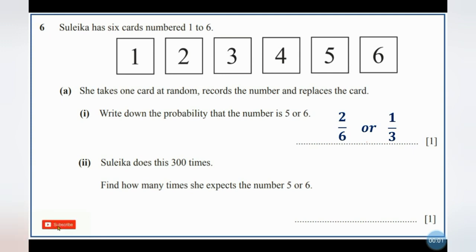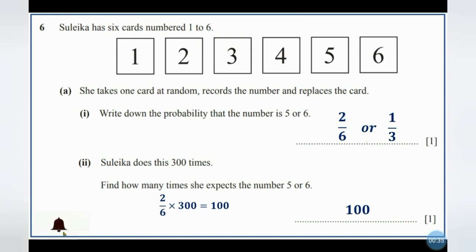Next question is, so Leica does this 300 times. Find how many times she expects the number 5 or 6. So basically, if you have 2 out of 6 over here, you will just multiply it by 300 because you are doing it 300 times. So you will have 2 out of 6 times 300, you'll get 100. Or you can just multiply 1 over 3 times 300, you'll get 100. So those are the questions for letter A.